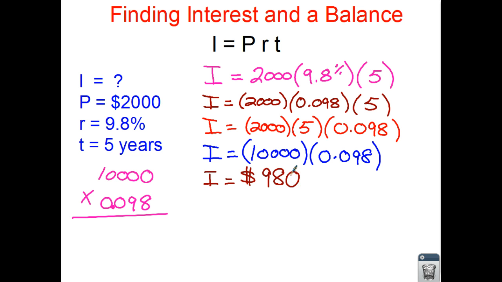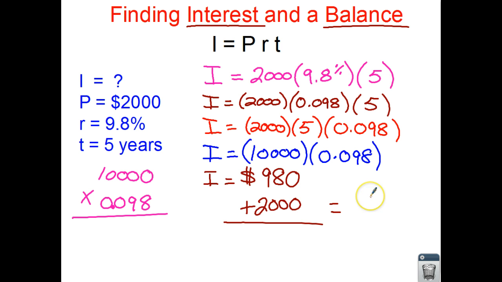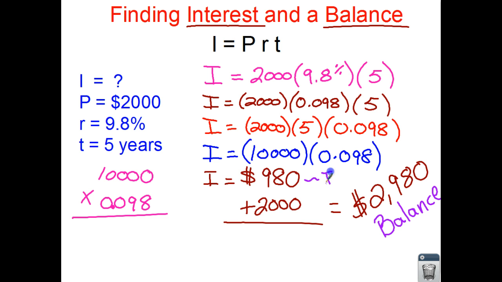$980, and then in the problem above it looks like we're finding the interest, which is what we just did, and then the balance. So to find the balance, we're going to take that $980 and add it to the principal, which was $2,000, and that's going to be equal to the balance of $2,980. Okay, so let's label that balance. And then this was the interest. So we had two separate answers.